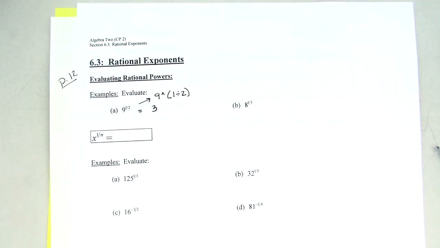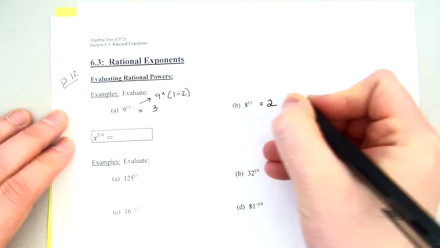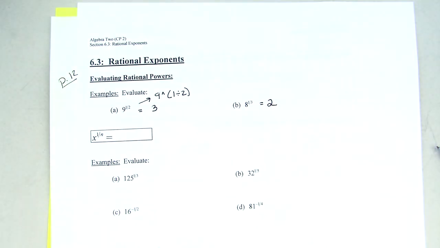Go do your 8 to the 1/3 on the calculator, and then we'll see if we can figure out what is actually happening here, and how can we do these then without. 8 to the 1/3? 2. Nine to the 1/2 was 3. 8 to the 1/3 is 2.